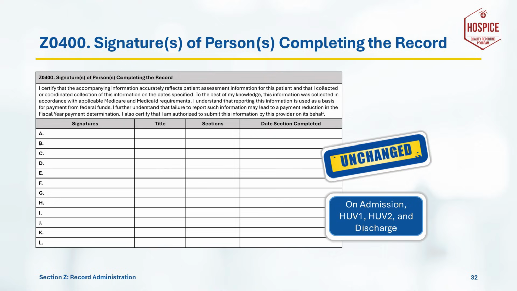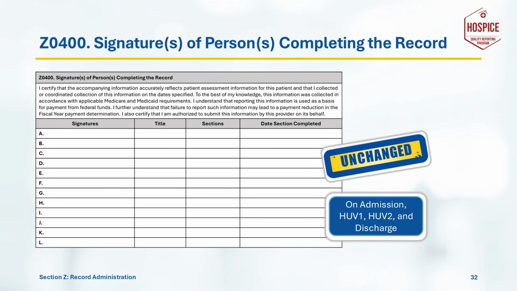Here's Z0400, signatures of persons completing the record. This item was originally only collected on admission and discharge, but is also now collected on the HUV time points. The signatures here should reflect those hospice staff members who completed HOPE, which may or may not be the clinician who completed care processes documented in the clinical record. Signatures entered here may be electronic.